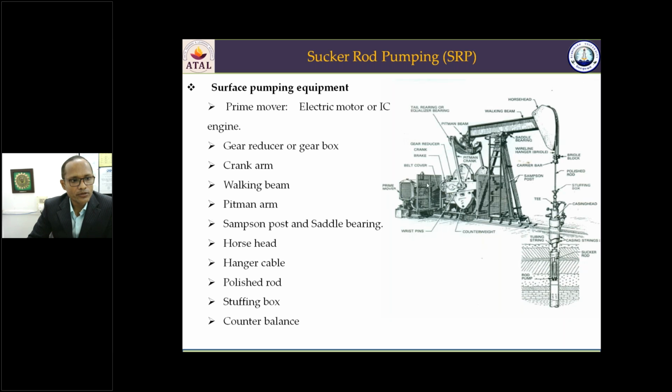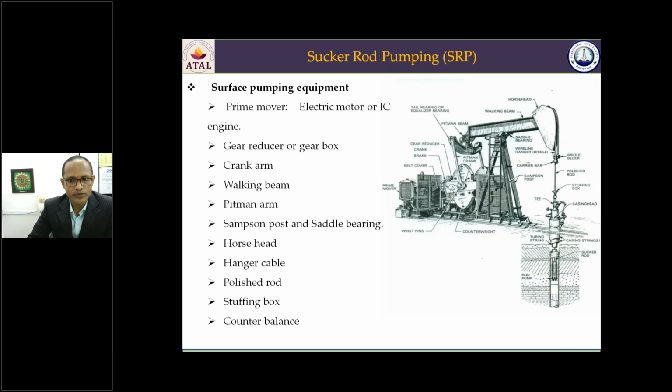So alongside the prime mover, we have the gear reducer. There is a gearbox here. The function of this gearbox, or the gear reducer, is to reduce the high rotational speed of the prime mover. The prime mover speed is around 500 to 1500 RPM, whereas the sucker rod string moves at around 10 to 20 strokes per minute. So the high speed of the prime mover is reduced to the low speed of the sucker rod string with the help of the gear reducer.